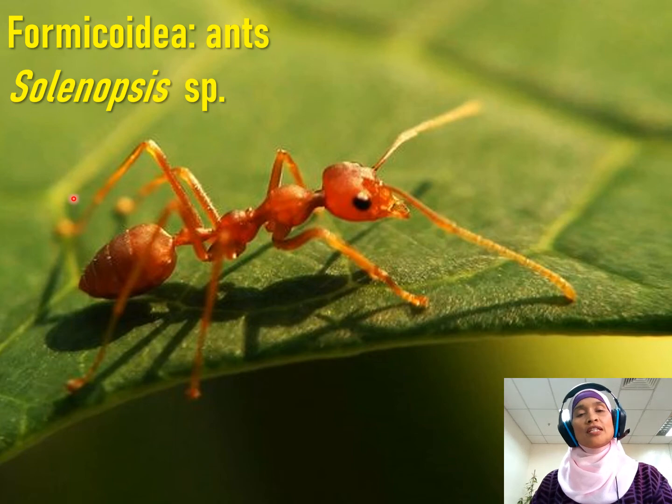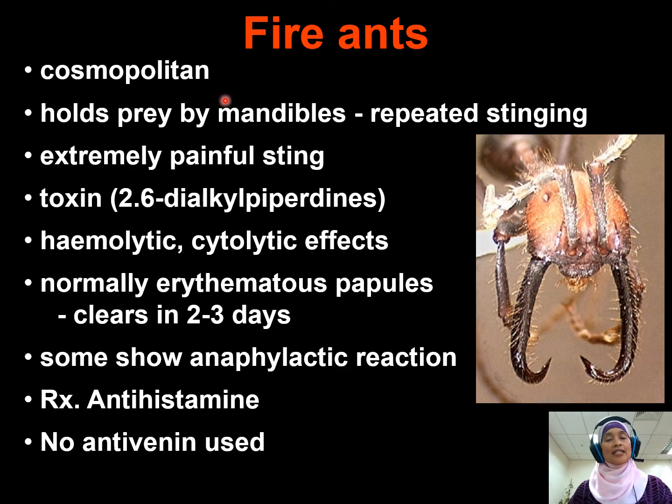The next group of insects that injects venom into the prey is the ants. Now the ants come from the superfamily Formicoideae. This is an ant commonly known as the fire ant. The fire ants can be found throughout the world. It will use its mandibles and sting the victim repeatedly. Therefore, the victim can be exposed to the venom multiple times from just a single ant.